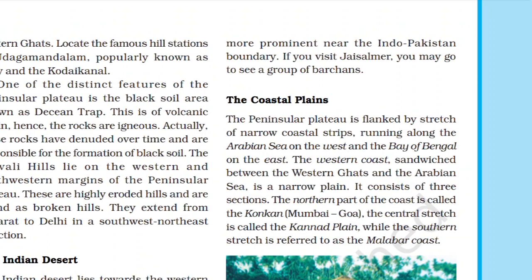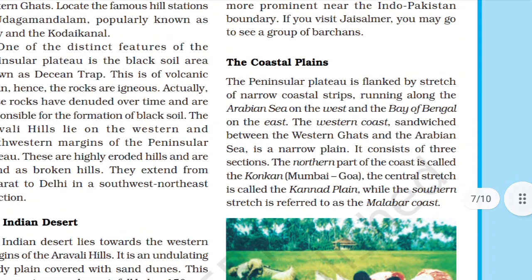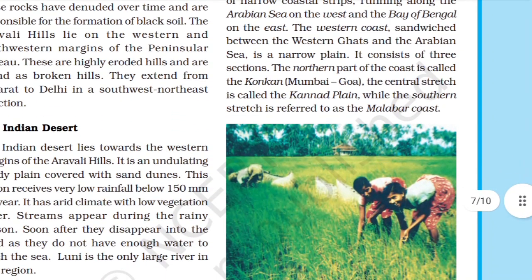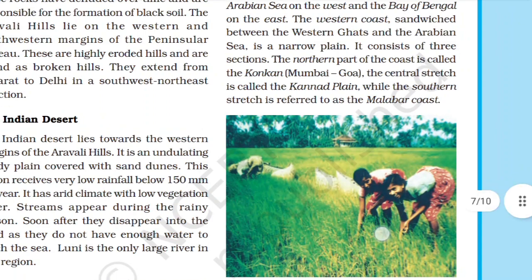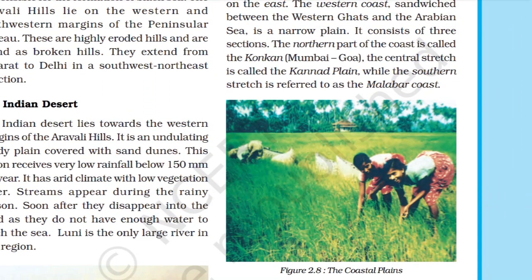The Aravali Hills lie on the western and northwestern margin of the Peninsula Plateau. They are highly eroded hills and are found as broken hills. They extend from Gujarat to Delhi in a southwest-northeast direction. The Indian Desert lies towards the western margin of the Aravali Hills.